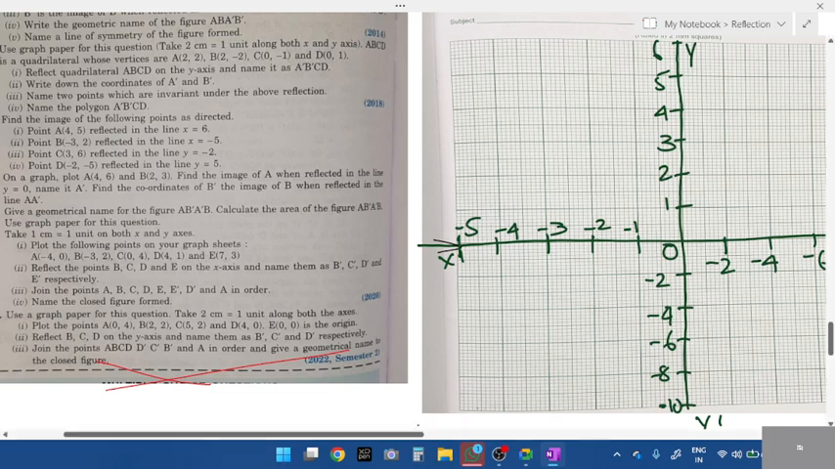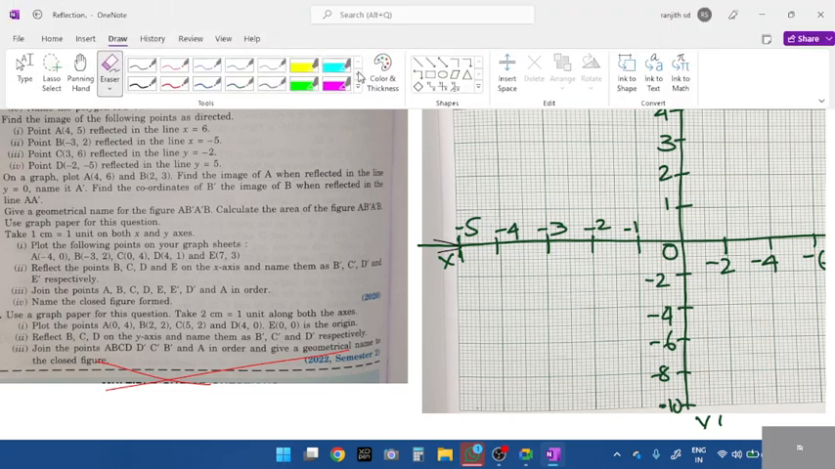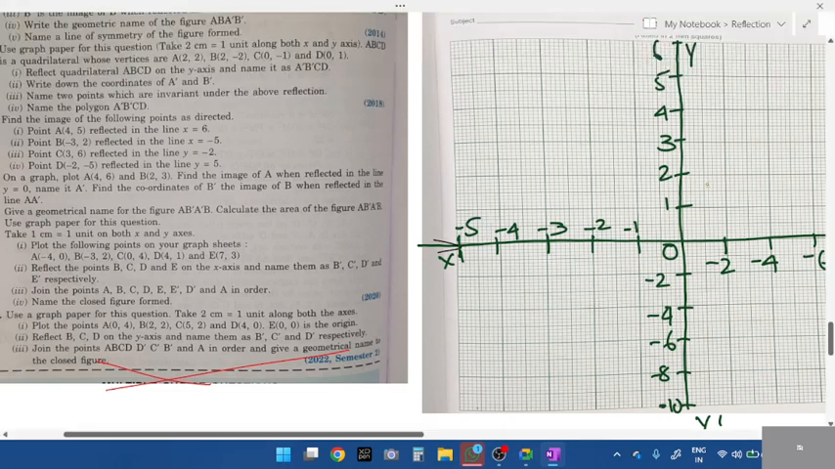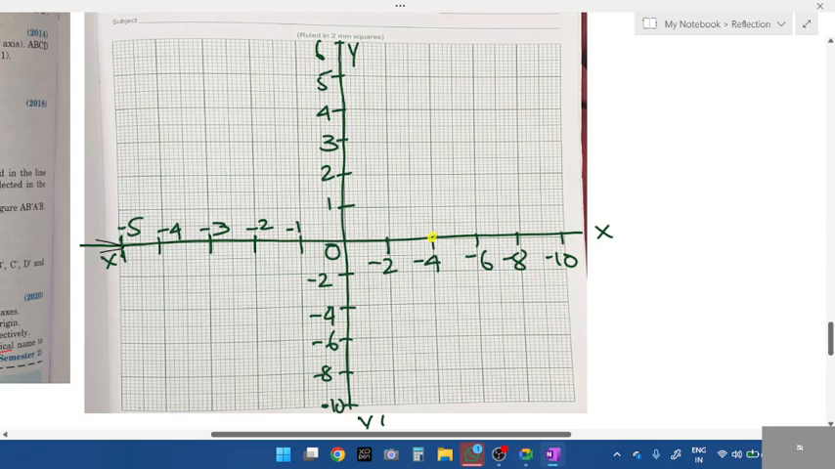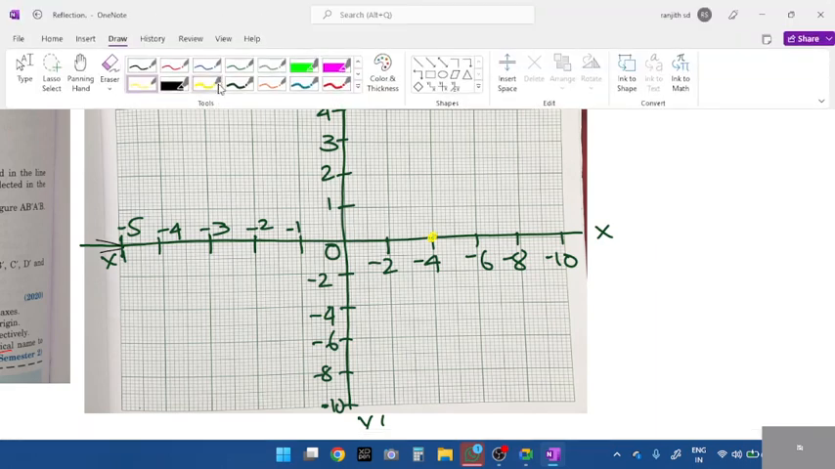All of you will complete it. Shall I plot? Okay. A is minus 4 comma 0. B is equal to minus 3 comma 2. Let me plot it. So A is equal to minus 4 comma 0. Minus 4 lies on the x axis. I will plot it here. Minus 4 comma 0.